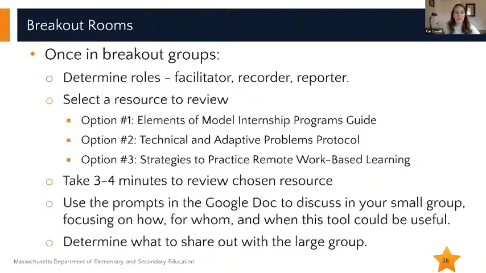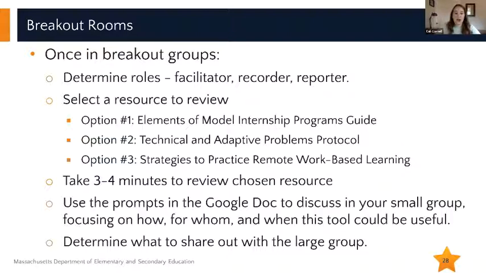As a group, we'll ask you to select a tool to take a look at. There are direct links to each of the resources. We have three resources we'll be asking you to take a look at, and there are links within the Google Docs for you to choose. We'll ask you as a group to choose the elements of a model internship program guide, the technical and adaptive problems protocol, or the strategies to practice remote work-based learning skills. Once as a group you've chosen which one you'll take a look at collectively, you'll then click on that link and take a few minutes to review the chosen resource individually.